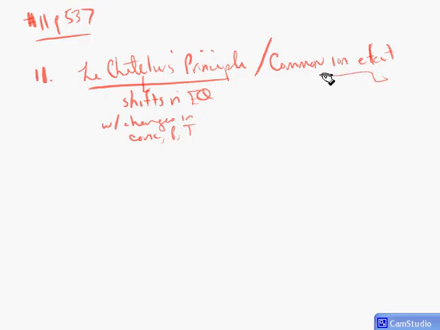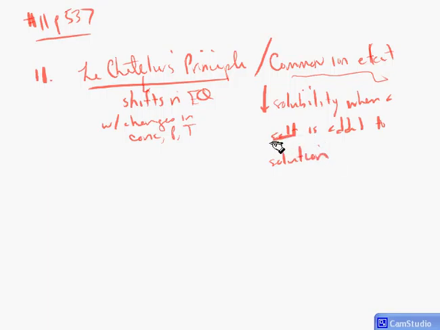temperature. This here, the common ion effect, is talking about the decrease in solubility when a salt is added to a solution. And the idea is the salt has a common ion. Okay, so let me explain briefly the common ion effect.